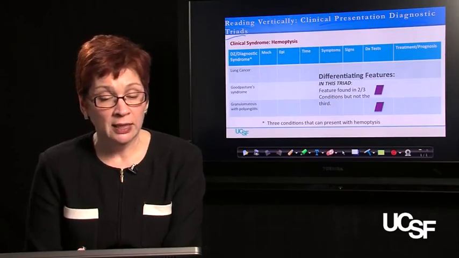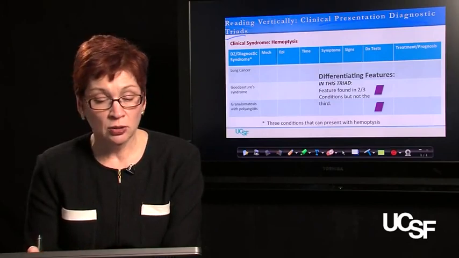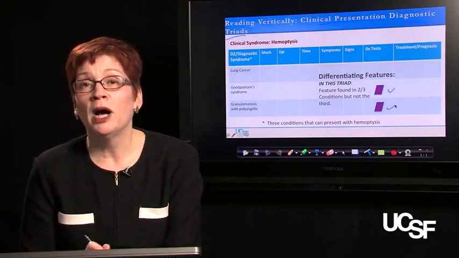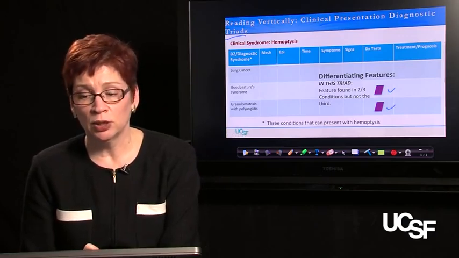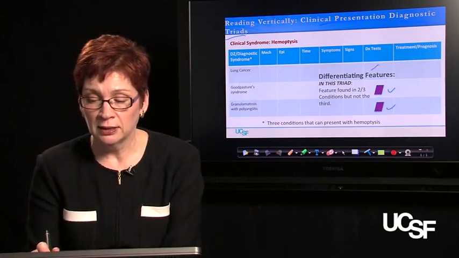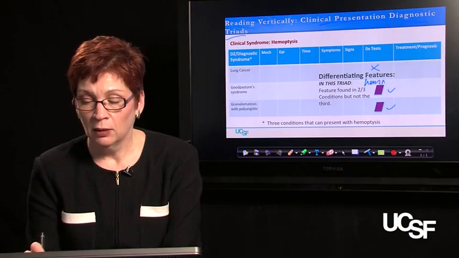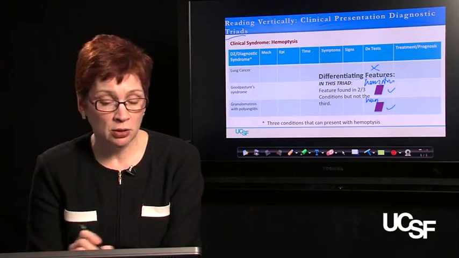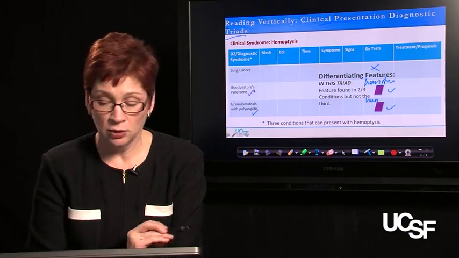So, for example, in this diagnostic triad, both Goodpasture syndrome and granulomatosis with polyangiitis present with glomerulonephritis or hematuria, but lung cancer doesn't. So in this situation, hematuria would be one of the differentiating features that you want to include in your illness scripts for granulomatosis with polyangiitis and Goodpasture syndrome.